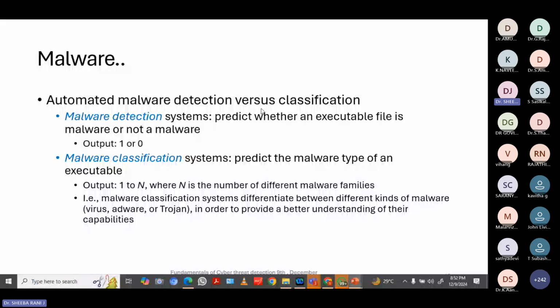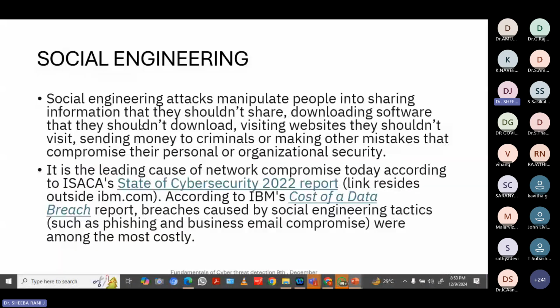The next type of attack is social. I have named it social engineering attack. It is a phishing attack. Social engineering attacks manipulate people into sharing information that they should not share, downloading software that they should not download, visiting websites they should not visit, sending money to criminals, or making other mistakes that compromise their personal or organizational security. It is the leading cause of network compromise today, according to the State of Cybersecurity 2022 report. We can see the detail of what this actually is.